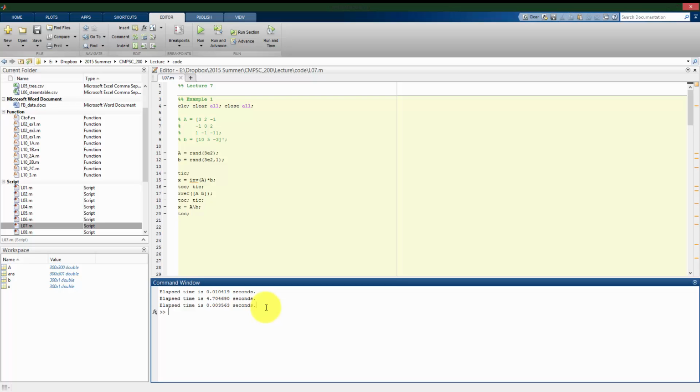But again, when we have a unique solution, they do always give us the same answers. So the only difference in this case is how long it takes to run.